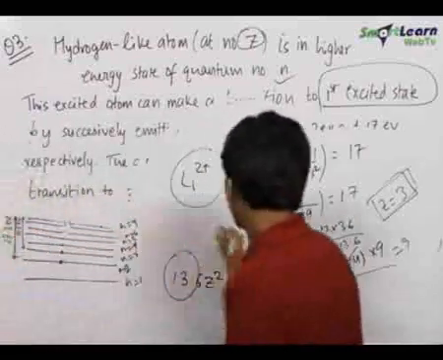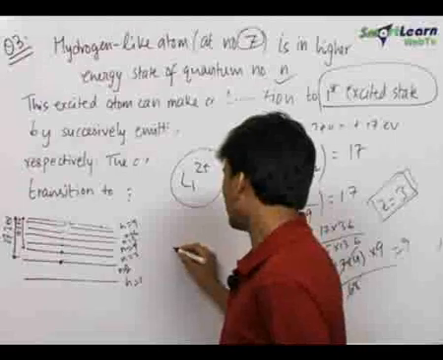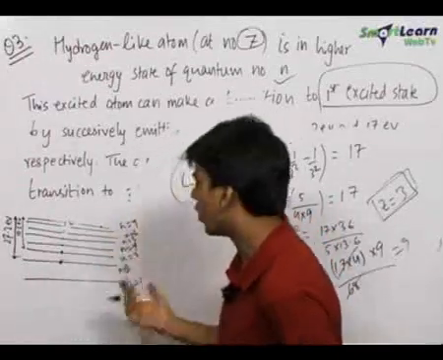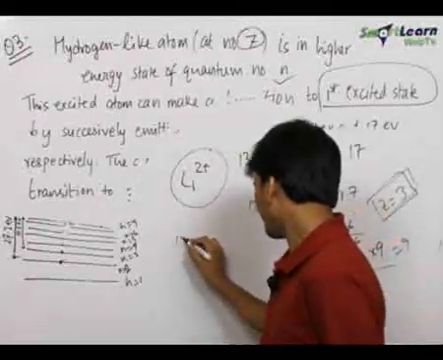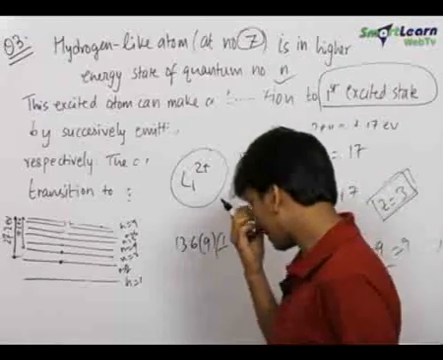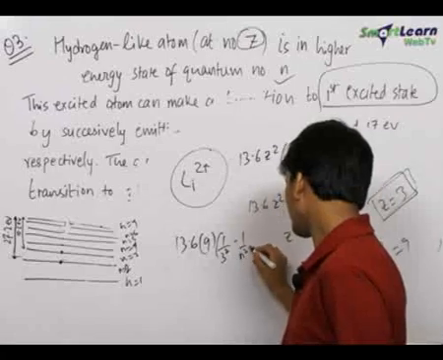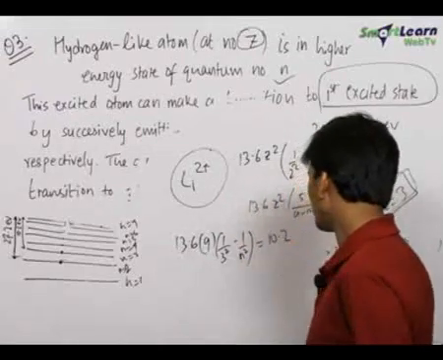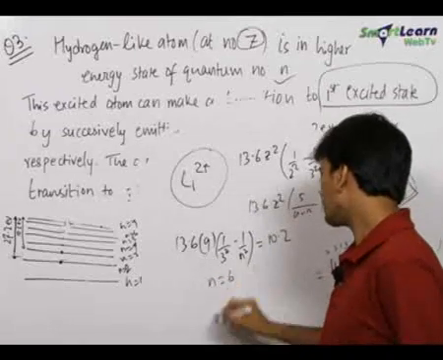Now as we know the Z, one can now easily solve the question by writing down the equation for the energy difference between n is equal to n and n is equal to 3, or n is equal to n and n is equal to 2. You can use any equation. So we write 13.6 into Z square, that is 9, into 1 upon 3 square minus 1 upon n square, this is equal to 10.2. On solving this, you will get the answer definitely to be n is equal to 6.